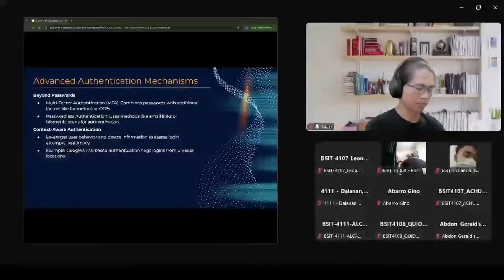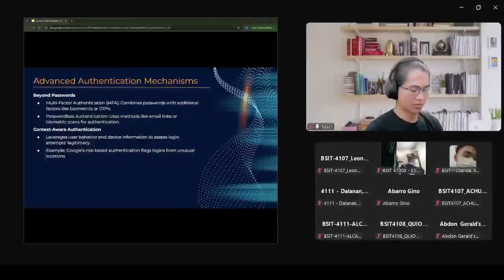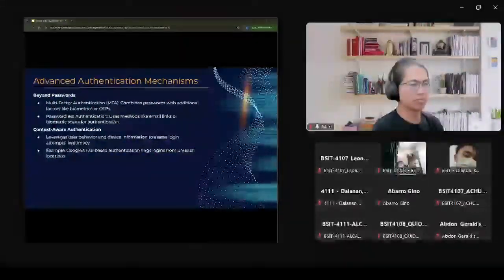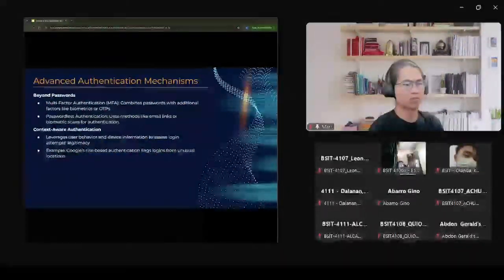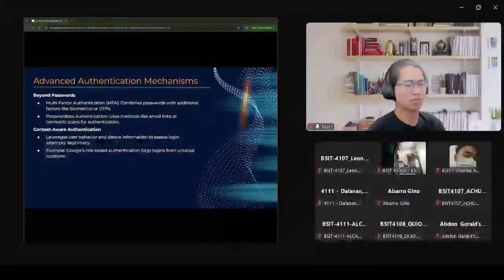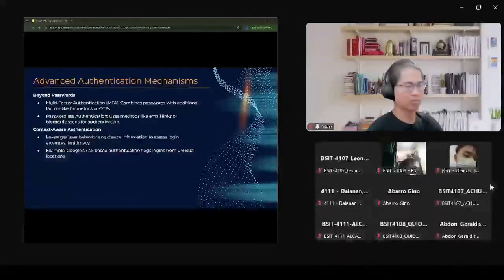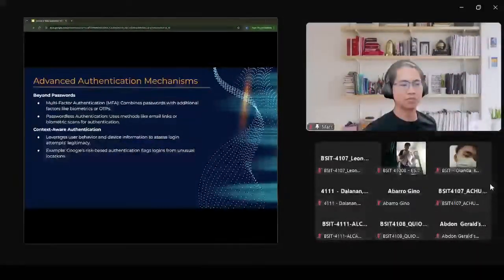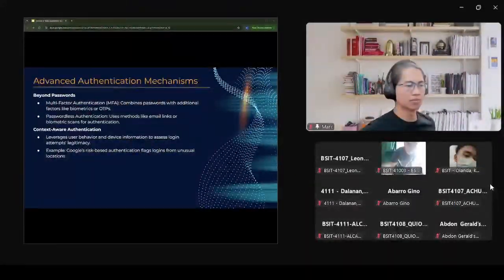Another is the device information. If a user is logging in from a new device, this prompts an additional verification. And another is geolocation. If login attempts come from countries or IP addresses not associated with the user, these are flagged, and then an additional authentication happens.